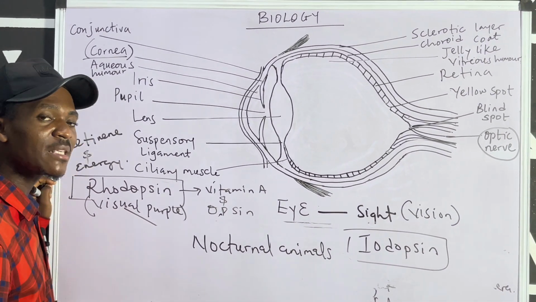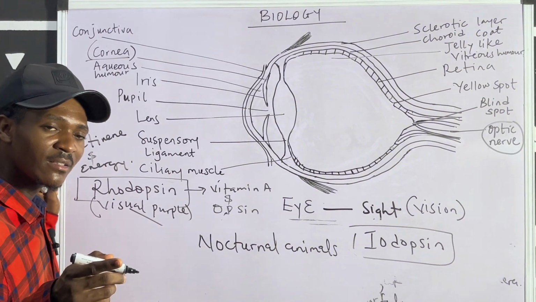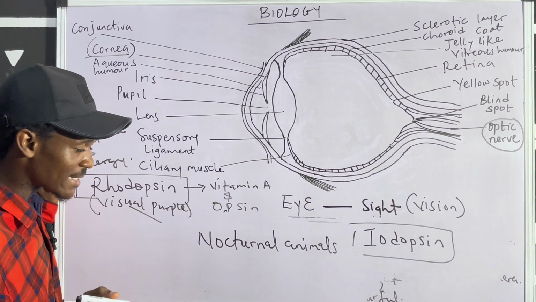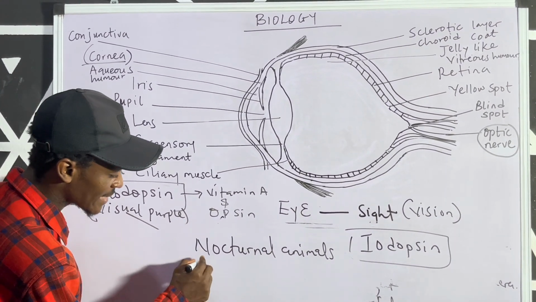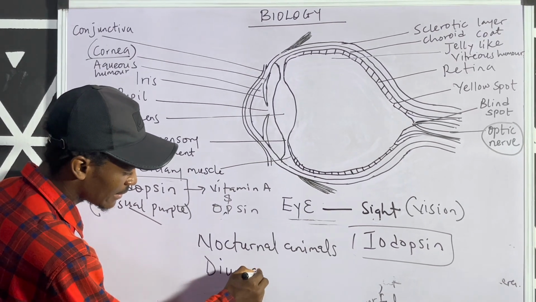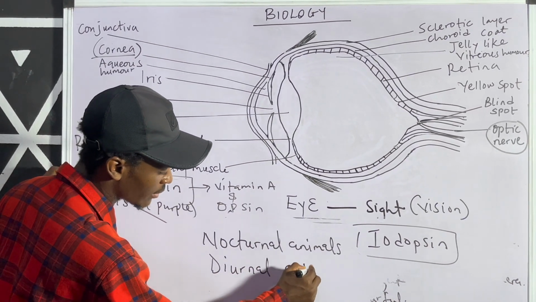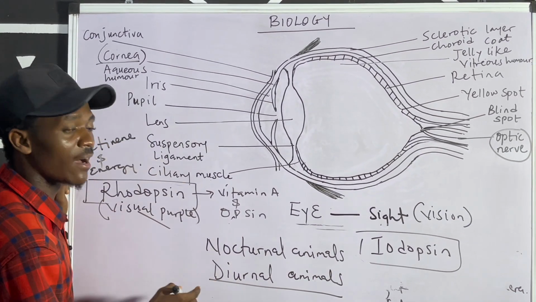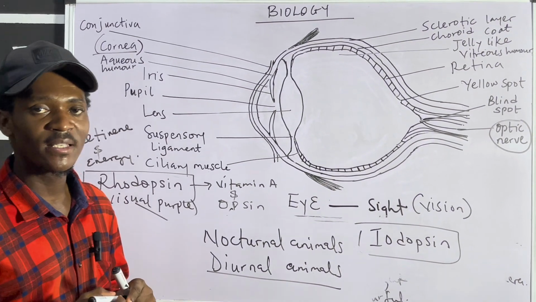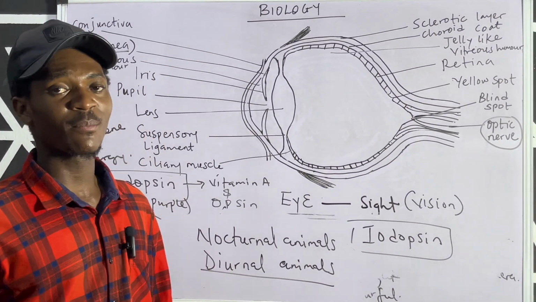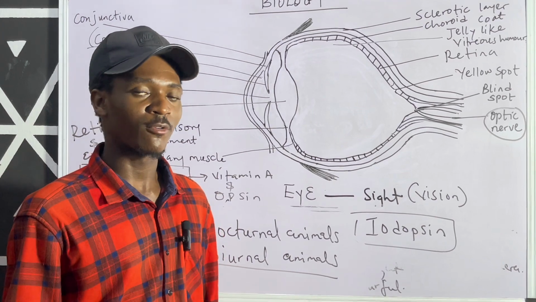Then we still have organisms that can see during the day and they cannot see at night. They are referred to as diurnal animals or organisms. So these ones can only see during the day but they cannot see at night. And classical examples include the fowls, of course the chickens.